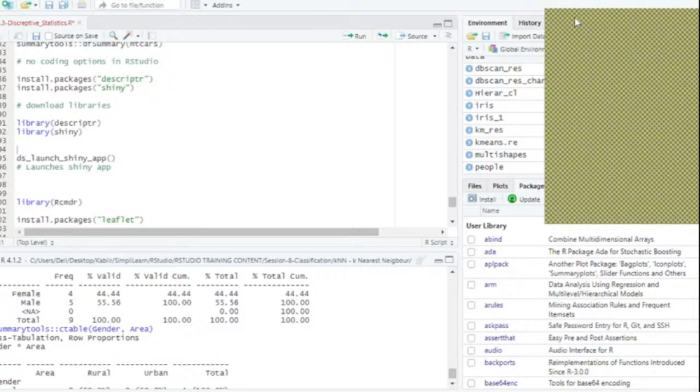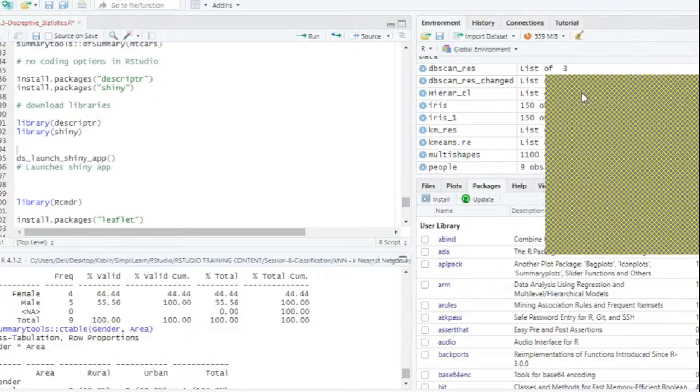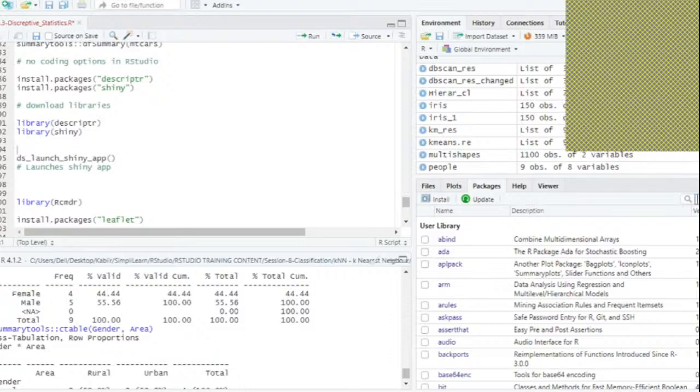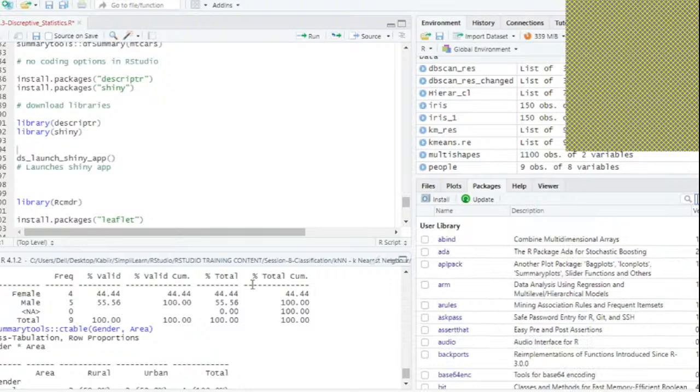Shiny is a huge package, a very big package for creating dashboards. There is a lot of coding to be learned to create with that package. We are not going to do that, but Shiny with descriptor. When I run Shiny with descriptor, I launch it using this command, ds.